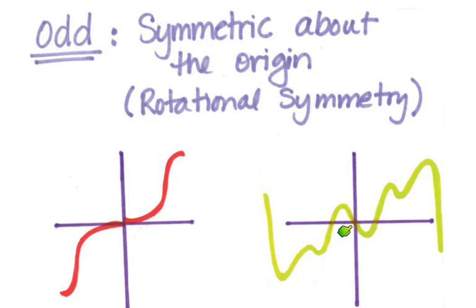The same thing here. If I did flip this around 180 degrees, it would look exactly the same. That's called rotational symmetry. It's actually rotational symmetry about the origin. It has to be around this origin here, the (0, 0).